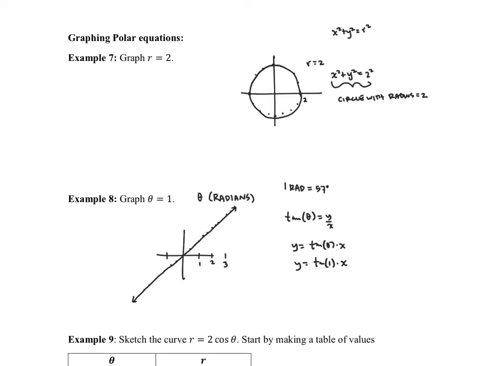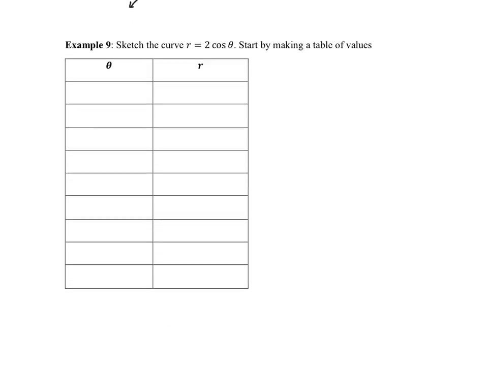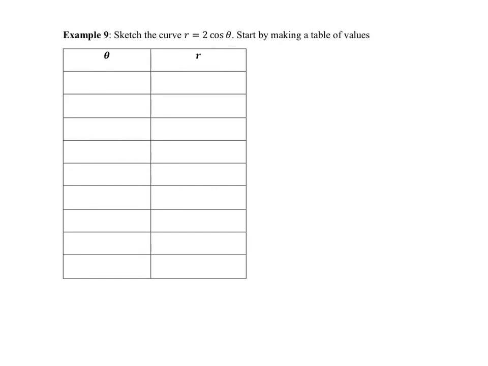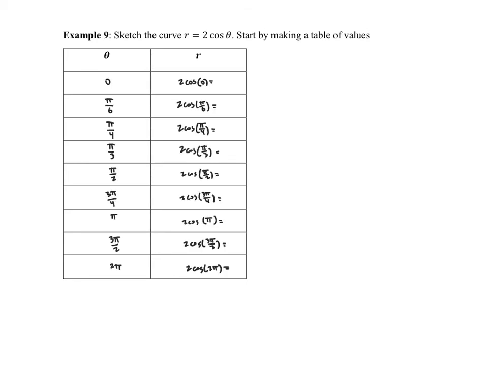Okay, let's look at an example of sketching the following curve. Let's start by making a table of values. I'm going to fill in a few values here after I pause the video just to save some time. Okay, so I've got some theta values that I'm going to plug in for theta, and it's going to give me an r value, which will be my extension. So I'm going to plug in the angle of rotation, and I'm going to get out an extension value, which is going to help me create this graph of r equals 2 cosine theta.